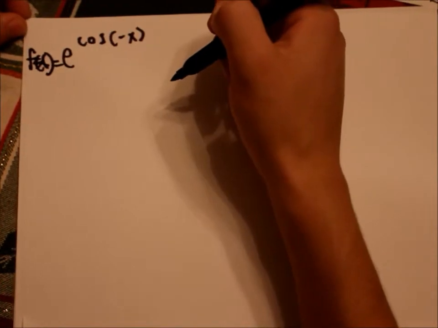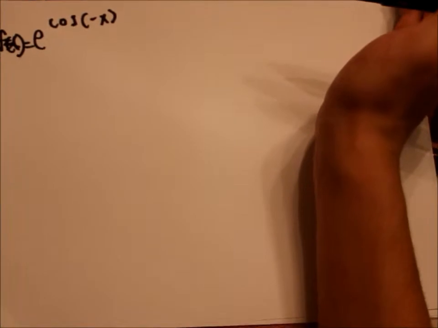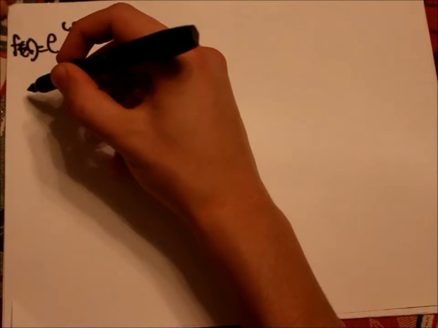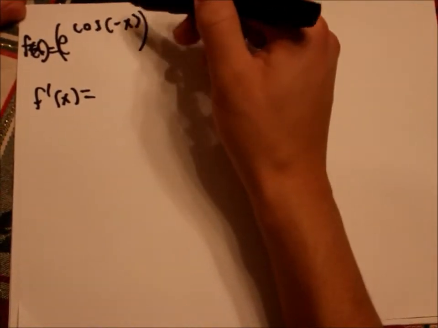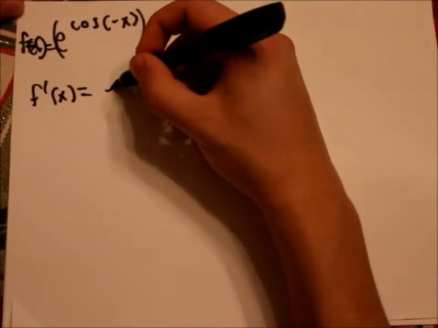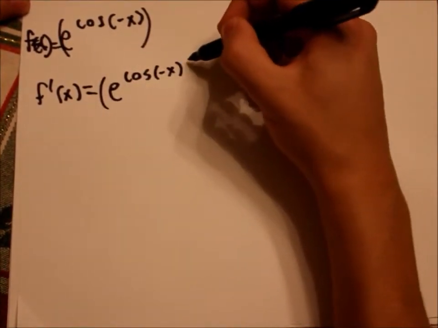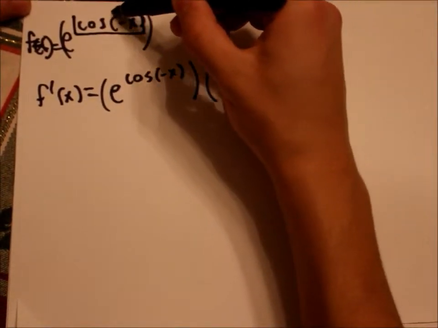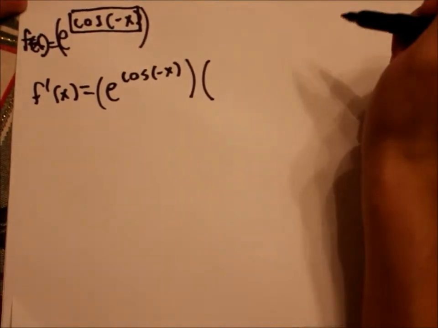Okay. So chain rule is taking the derivative of the outermost function and then working our way inwards. So what do I mean by this? What's the derivative of e to the cosine of negative x? Well, the derivative of e to the x is e to the x. So the first thing we're going to have here is e to the cosine of negative x, but this is going to be times the derivative of this function.